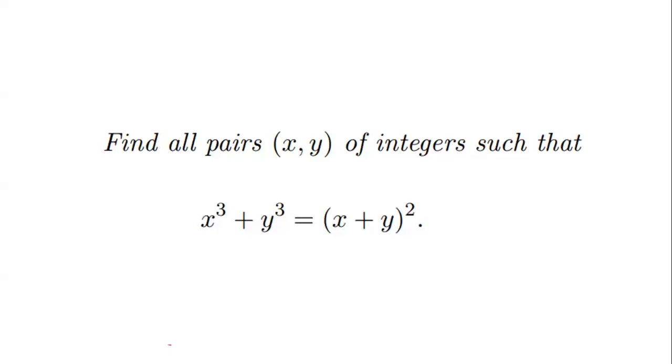So hello guys, in this video we are going to solve this problem. In this problem, it is given that we have to find all pairs (x, y) of integers such that x cube plus y cube is equal to (x plus y) whole square. We will solve this problem by using inequalities. So let's see how we can solve this.